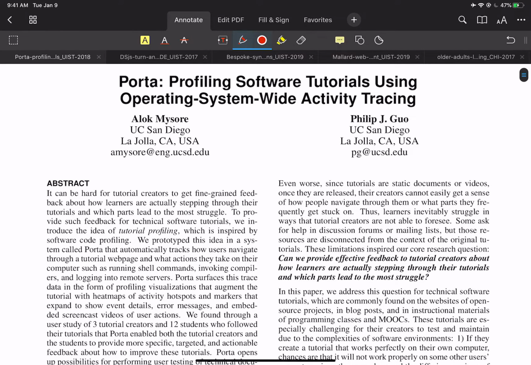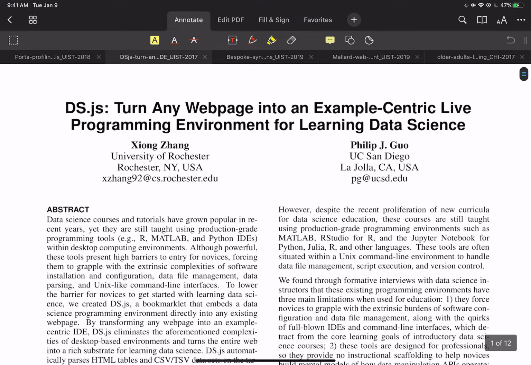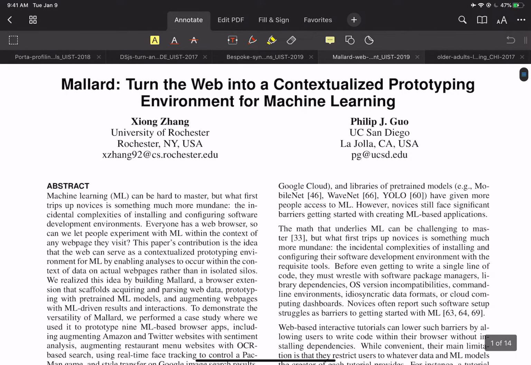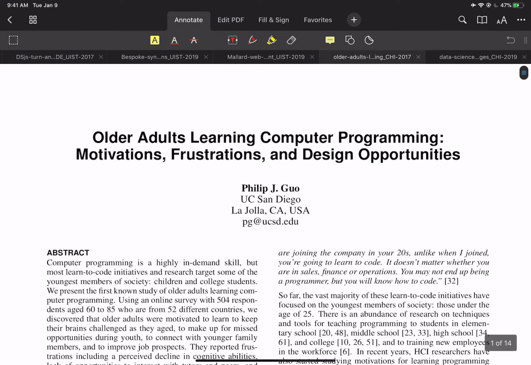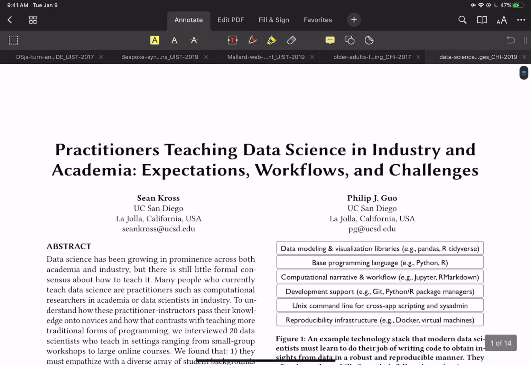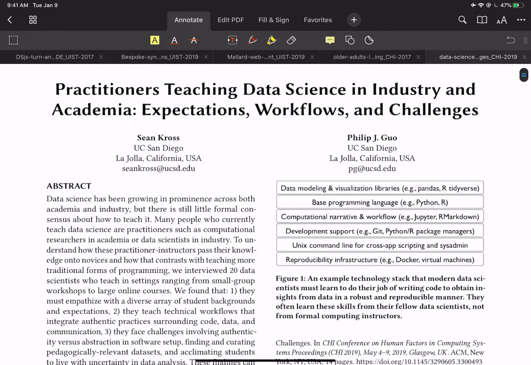So here's just a few papers I pulled up recently. This is a combination of HCI systems papers and study papers. So for systems, I have Porta. There's DSJS, Bespoke, and Mallard, and these are all from the UIST conference. And then for the study papers, I have two that we did at CHI. So this is a single authored one, Older Adults Learning Programming from CHI 2017, and one with my PhD student, Sean Cross, Data Science Teaching for CHI 2019.